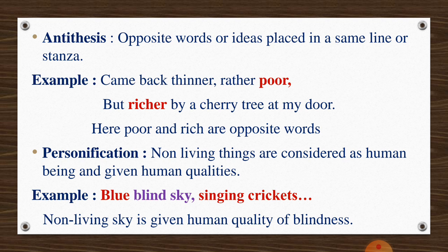And next figure of speech is personification. So what happened in personification? Non-living things, they are considered as human beings, and they had been given some human qualities. Look at this example. Blue blind sky, singing crickets. So actually sky, this concept is non-living, but it had been given the human quality of blindness.